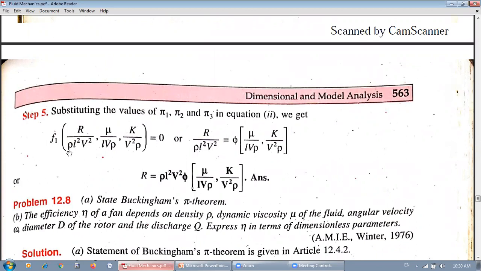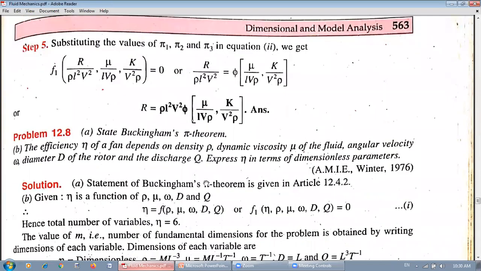We want to find the equation for the resisting force R, so we can take R on the left hand side. Pi is the constant. This pi you can write with the k also. So the equation for R is equal to rho L square V square into pi of mu divided by L V rho, into k divided by V square rho. This will be the equation for the resisting force R. Likewise, we can find the equation for any variable using the Buckingham pi theorem.